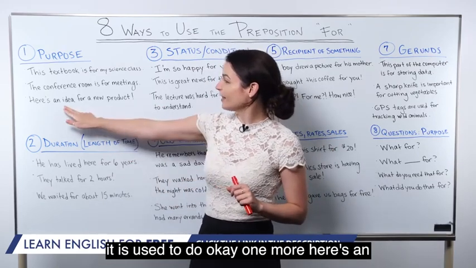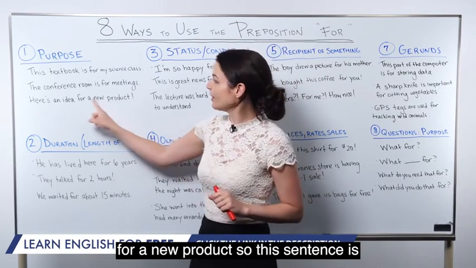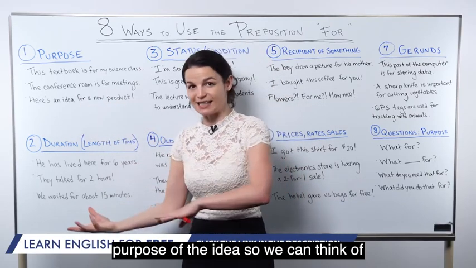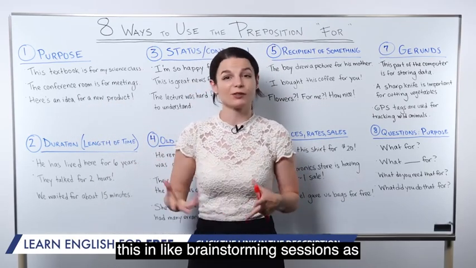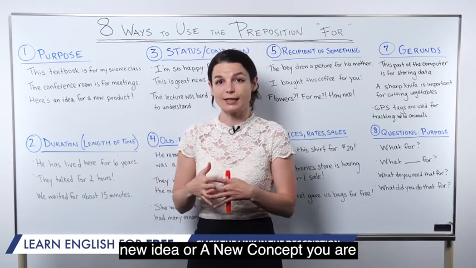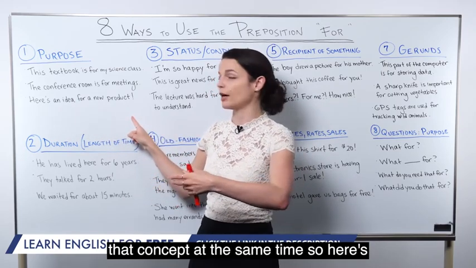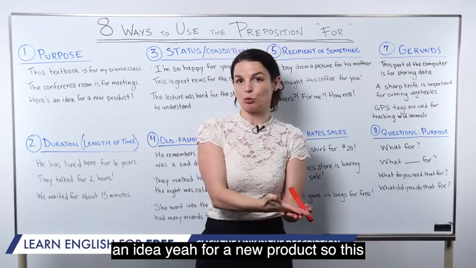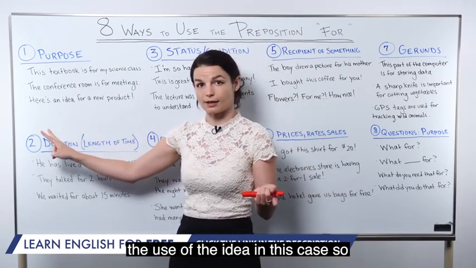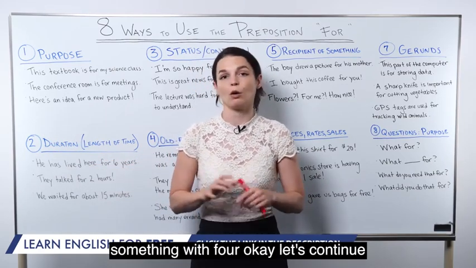Okay, one more. Here's an idea for a new product. So this sentence is expressing a new product as the purpose of the idea. So we can think of this in brainstorming sessions as well. When you think of, in this case, a new idea or a new concept, you are sharing your concept and the purpose of that concept at the same time. So this is expressing the purpose of the idea or the use of the idea in this case. So these are some different ways that we express the purpose or the use of something with for.